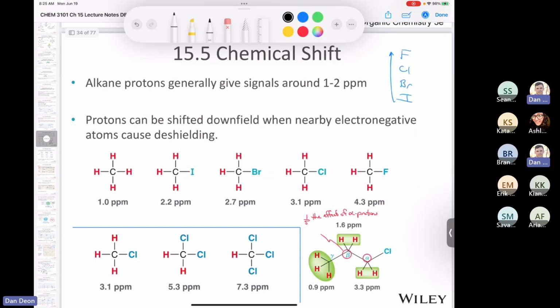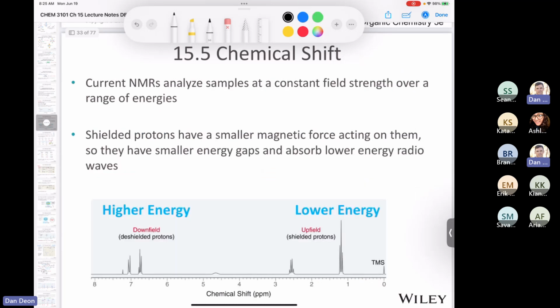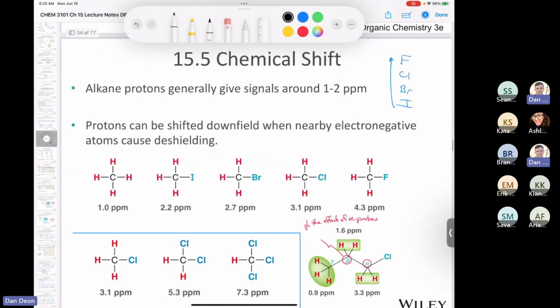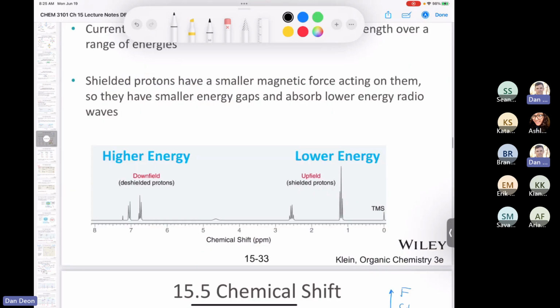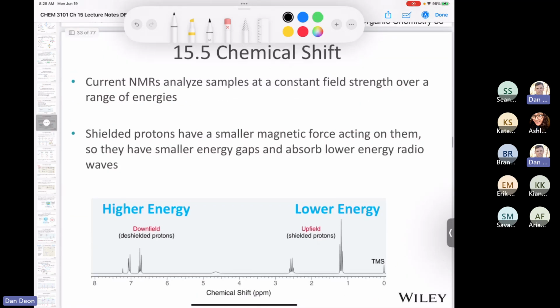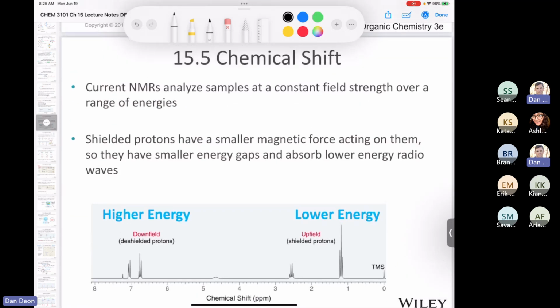So you have to know that when we're dealing with chemical shift, when you have an electron withdrawing group, it deshields the proton, which means it removes electron density, which means that the proton is going to feel more of the externally applied magnetic field. So it's going to have a greater energy gap between the alpha and the beta spin states. And so it's going to be downfield, right? It's going to be higher energy. So it's going to be more deshielded.